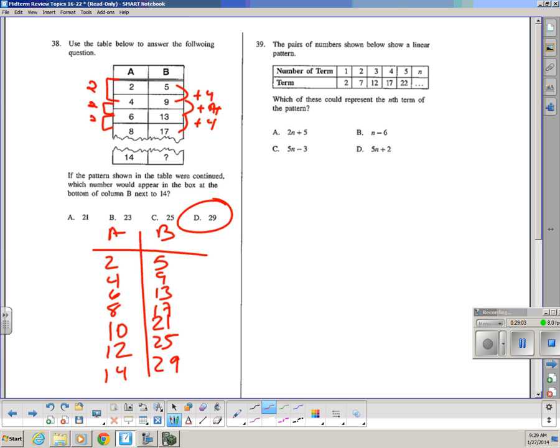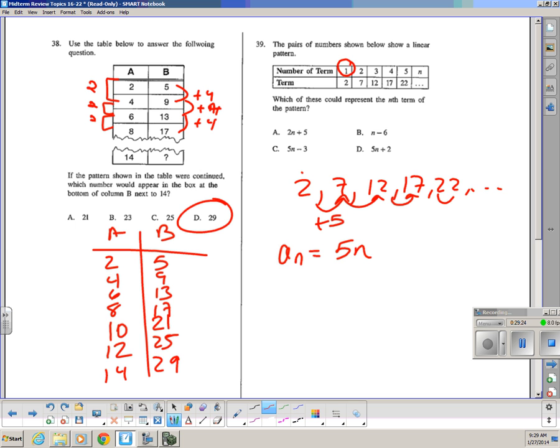Number 39, the pairs of numbers shown below show a linear pattern. It means we're adding a certain number each time. So now here's my pattern. I have 2, it's my sequence, 2, 7, 12, 17, 22, etc. What's happening each time? Well, we're adding 5. So I have, say, A of n equals 5n. And because I'm starting at 1, I have to go backwards to get to the 0th term, if you will. So 2 minus 5 is -3. And there's choice C. That's the end of the video.